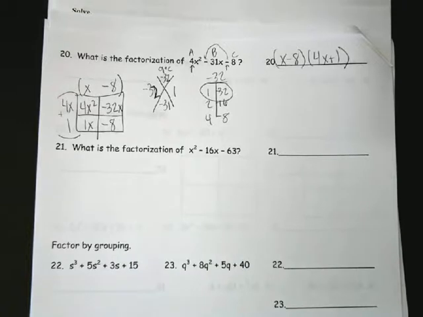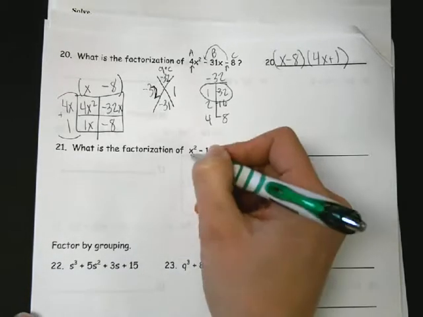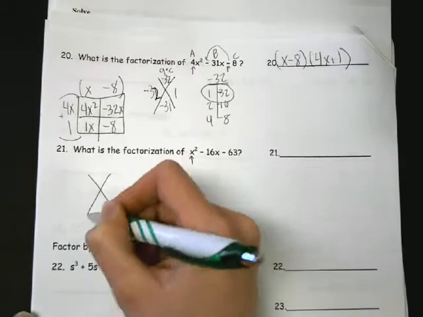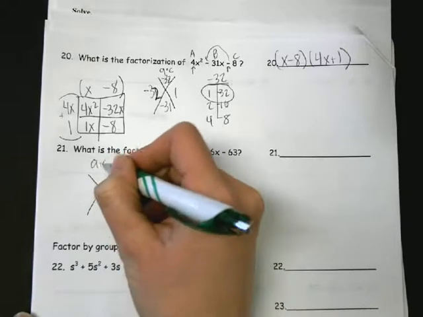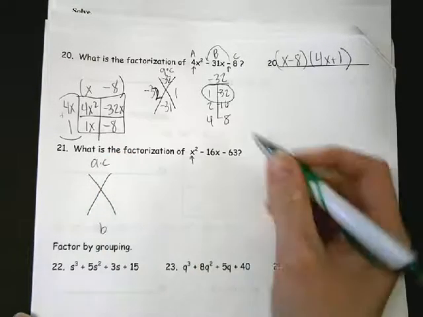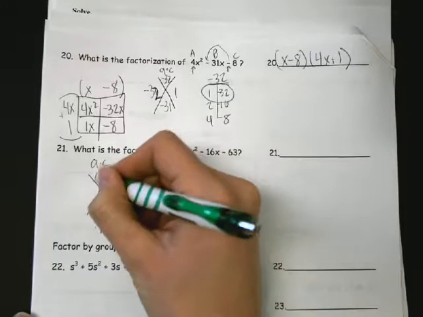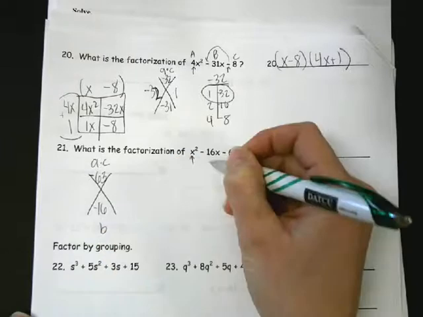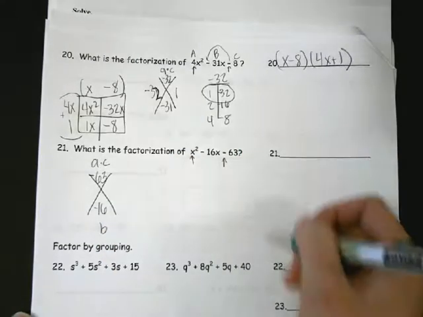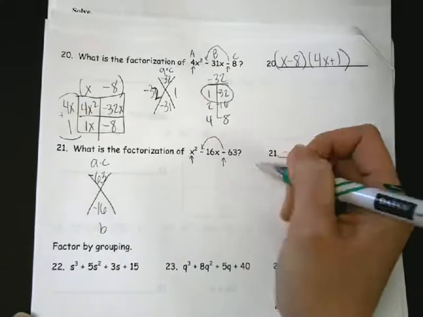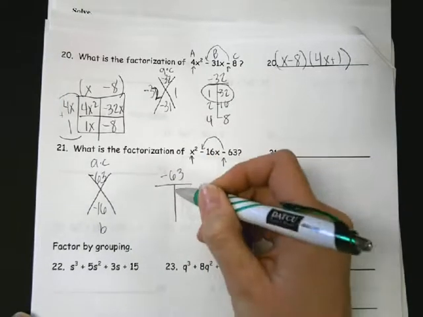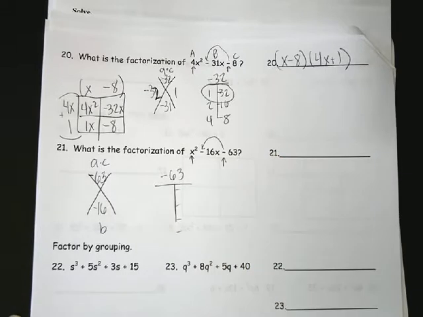Number 21 is similar. Just want to factor, but because a is 1, I don't have to use a table. I can just go ahead and factor with the x, just like we've been doing. A times c goes at the top, b goes at the bottom. 1 times 63 is 63, negative. And then b comes down here. Notice your signs are different. The larger is negative. So when I'm thinking of all of my factors of 63, all of your larger numbers are going to be negative.